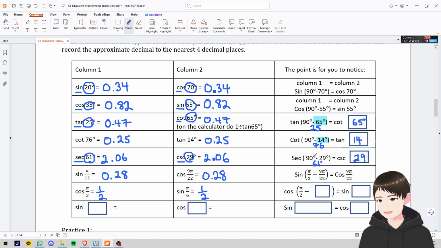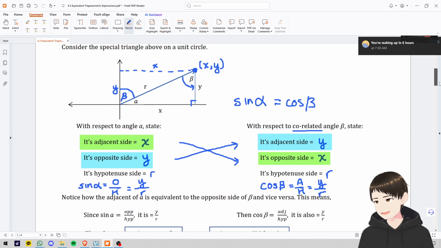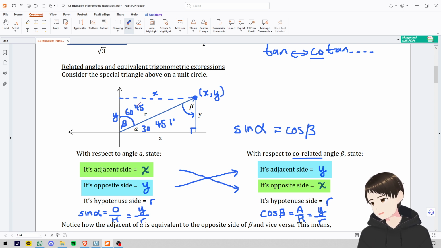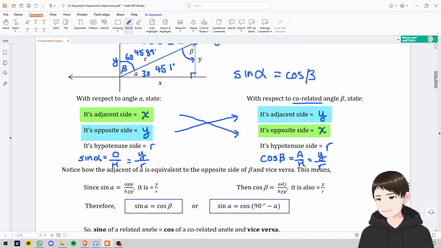So the angle that we're actually putting in to say that they are equivalent expressions, you can also say is the angle we make with the y-axis. So once again, if this was 30, the angle with the y-axis is 60. If this angle is 45, the angle we make with the y-axis is 45. If this was 1 degree, the angle we make with the y-axis would be 89. They are correlated angles. Okay? I feel like I've drilled it in enough.